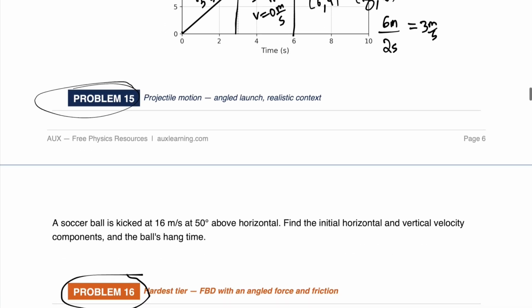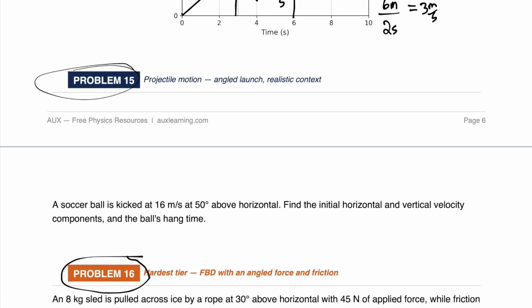Right, that's it for that one. A soccer ball is kicked at 16 meters per second at 50 degrees above the horizontal. So let me try my best animation of a stick guy kicking a soccer ball. Pretty good, if I do say so myself, right? And then find the initial horizontal velocity and vertical velocity components and the ball's hang time.